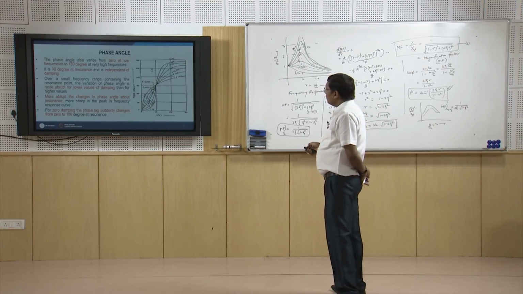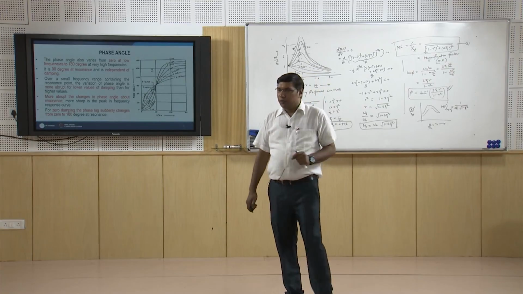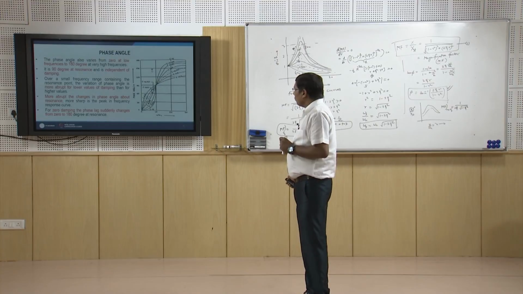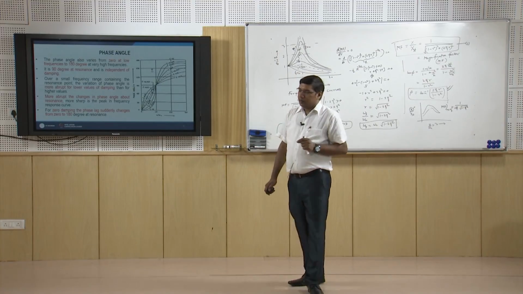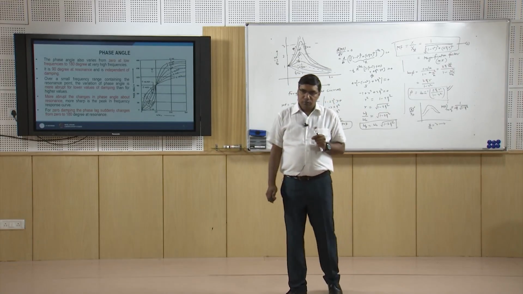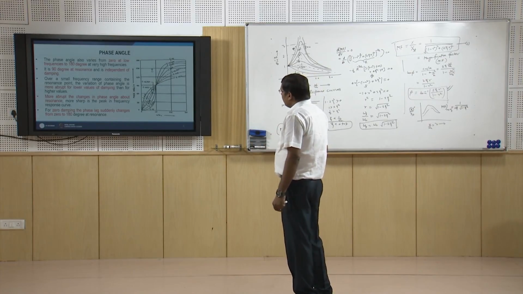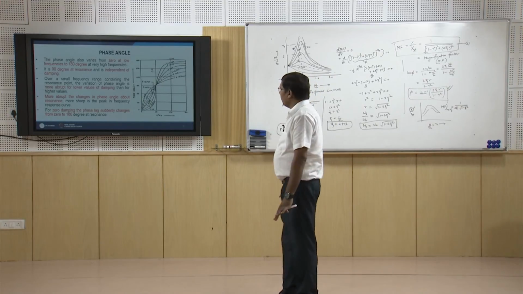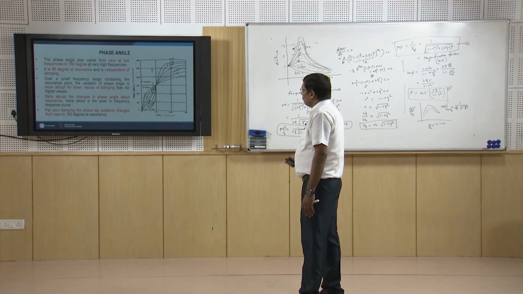Moreover, we see that all the curves are passing through phi equal to 90 degree at r equal to 1. So at resonance condition, for any value of damping, we have the 90 degree phase angle, that is a fixed 90 degree phase angle, and this is independent of damping. For any damping curve, for any value of damping, all the curves pass through this phi equal to 90 degree.